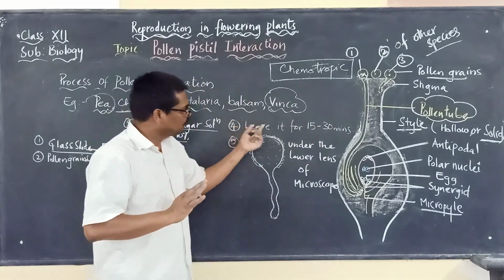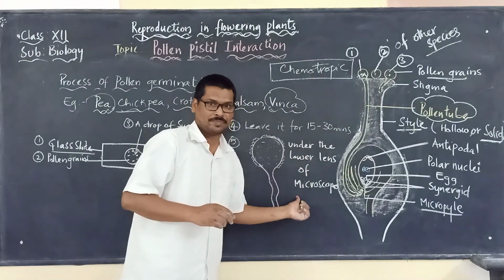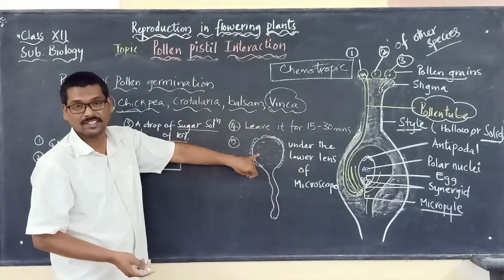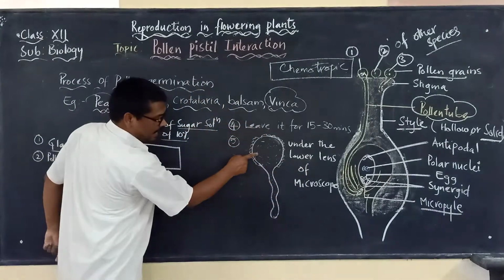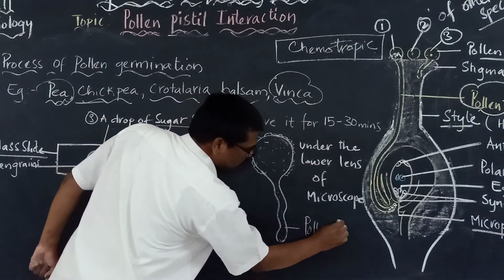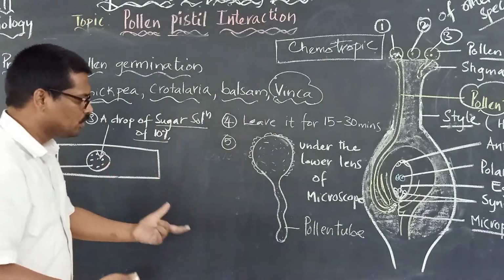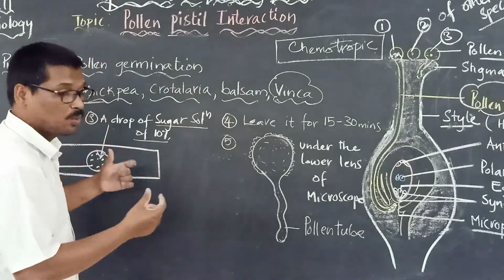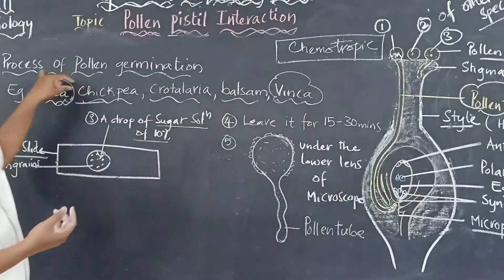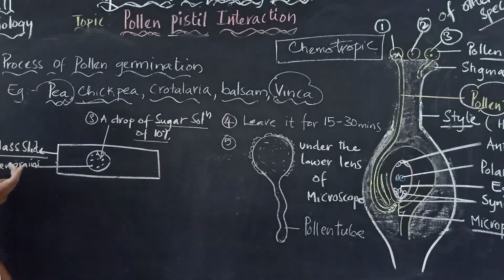After leaving it for 15 to 30 minutes, when you see it under the lower lens of the microscope, you will see images like this, where the pollen grain is producing the pollen tube. This is how we can do the practical. Practically we can do this in the laboratories to show how the pollen grains produce the pollen tube. That we call the process of pollen germination. Thank you so much.